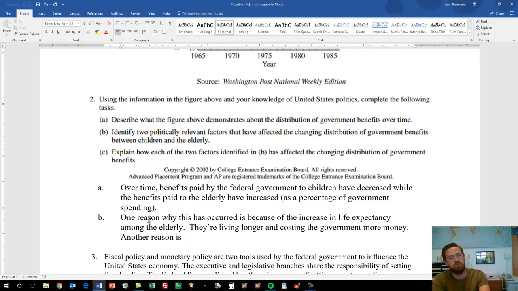Another reason is decreases in birth rates. There are less kids born today, that's weird, than in 1965.